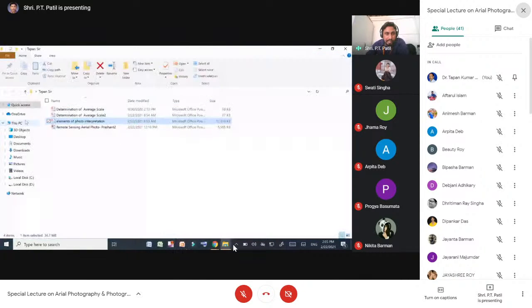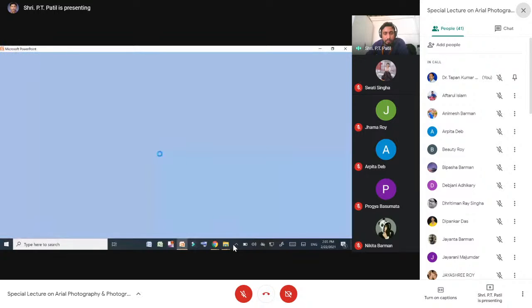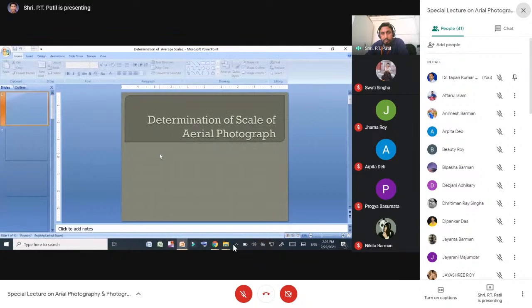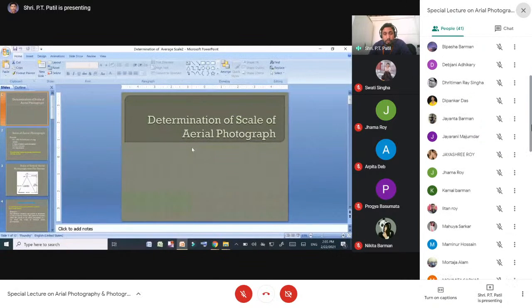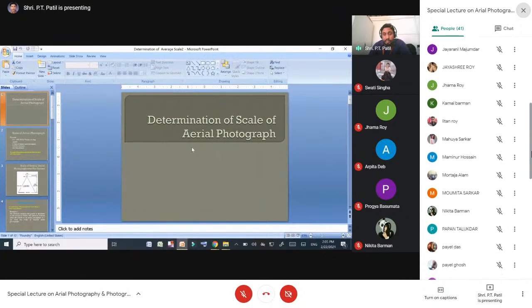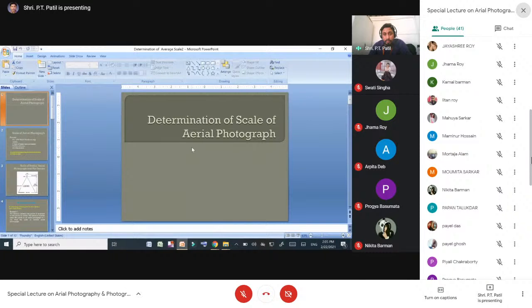Now I'll move towards the last slide, which is associated with the calculation of the scale, meaning photogrammetric analysis. In case of photogrammetric analysis, we are able to calculate the height of the object, the scale of the aerial photograph, or the scale of that particular topographical map. So anything associated with the aerial photograph can be calculated if we have a proper vertical aerial photographic image with the index numbers.